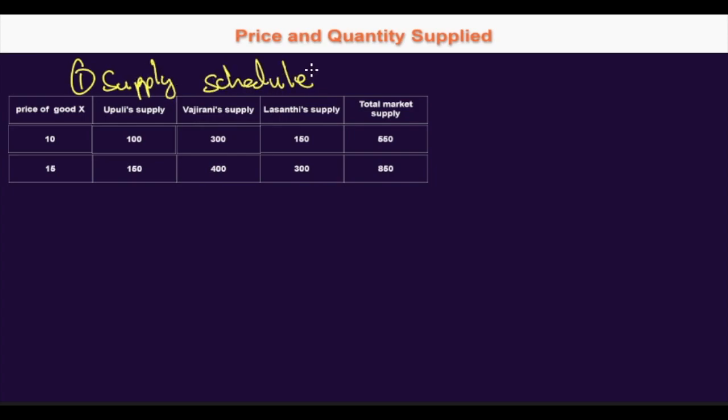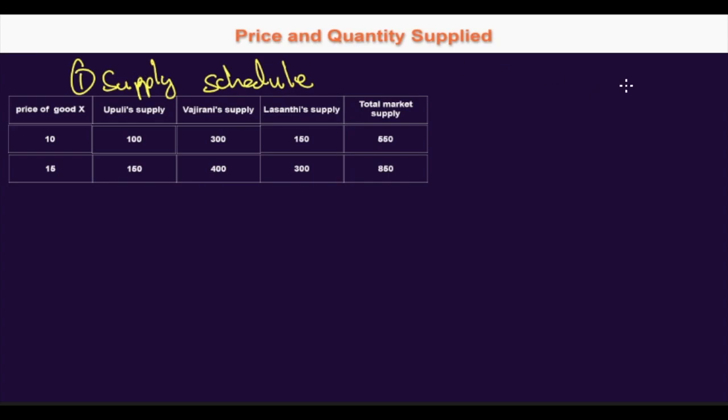As you can see from the supply schedule, when the price of good X increases from 10 to 15, all the individual suppliers, Upuli, Vajrani and Lasanthi, have also increased their quantity supplied. And you can see the total market supply, assuming there are only 3 producers for this particular product, has also increased from 550 to 850, corresponding to the increase of price from 10 to 15.